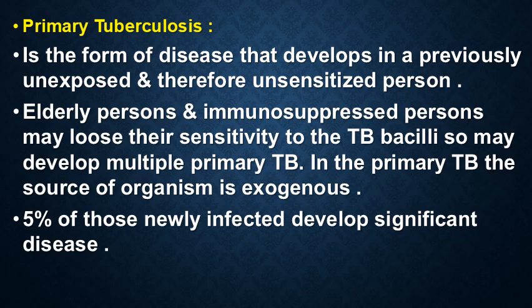Primary tuberculosis is a form of disease that develops in a previously unexposed, unsensitized patient. An elderly or immunocompromised patient may lose sensitivity to the TB bacilli, so may develop primary tuberculosis again. However, because the patient is unsensitized and unexposed, the symptoms are mild. The source of the organism in primary tuberculosis is exogenous, because the patient was not exposed before. 5% of newly infected people have significant disease.